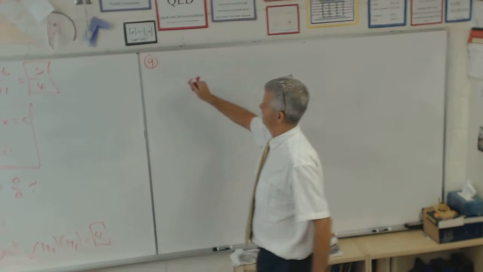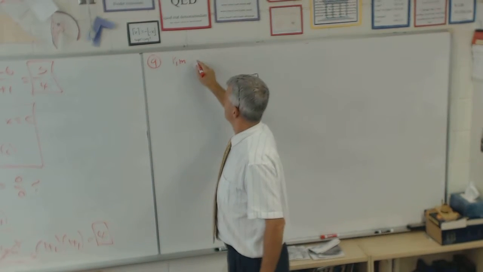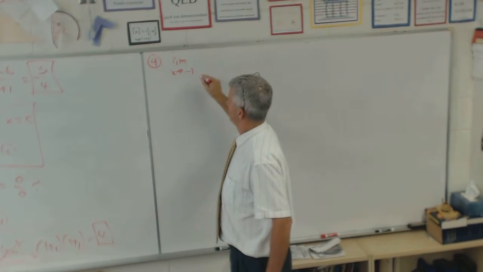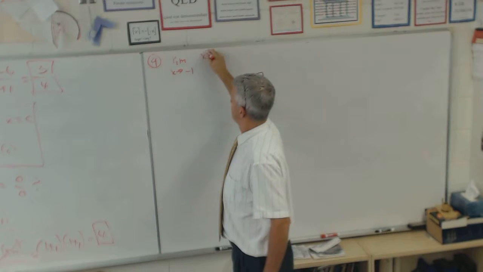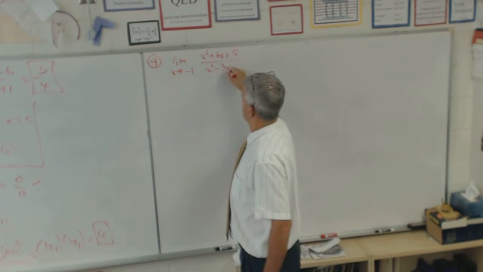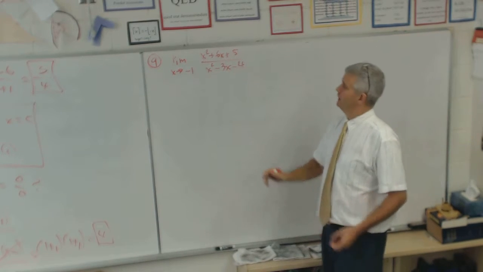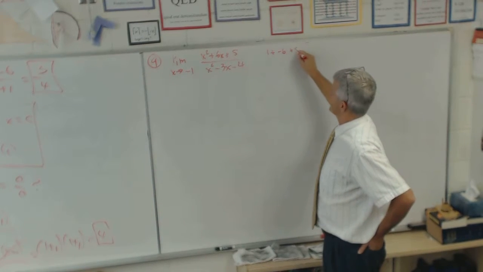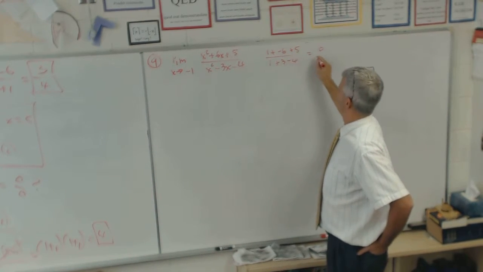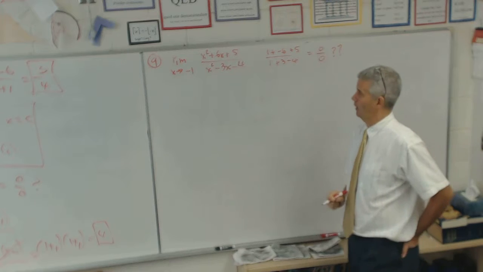Day 10, number 9. The limit as x approaches negative 1 of x squared plus 6x plus 5 all over x squared minus 3x minus 4. If we plug in negative 1, the top becomes 1 plus negative 6 plus 5, which is 0, and the bottom becomes 1 plus 3 minus 4, which is 0. So we don't know what the answer is going to be. Okay, we're getting 0 over 0.